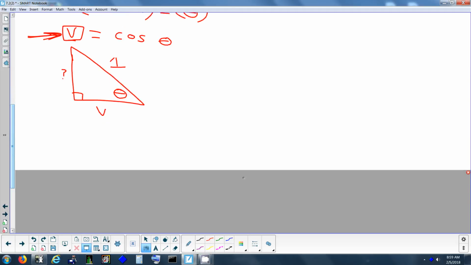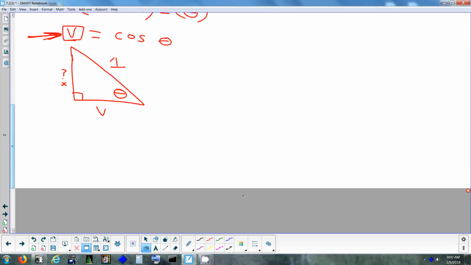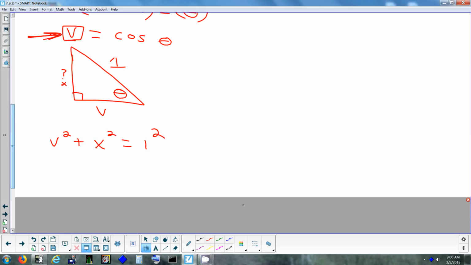And you can set it up however you want, but I would just say, temporarily, you can call it x. We're going to cross that out in a second. But can you set up the Pythagorean Theorem using the three labels I have in that picture? V squared plus x squared equals 1 squared. We had one of them on the wrong side. Perfect. And now solve for x. So we get x squared equals 1 minus v squared.